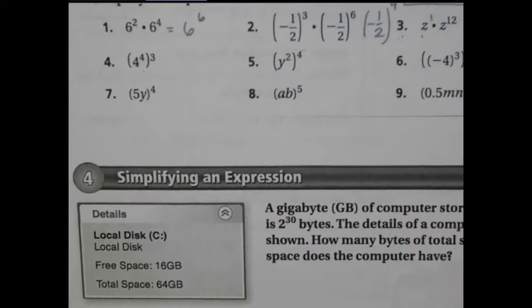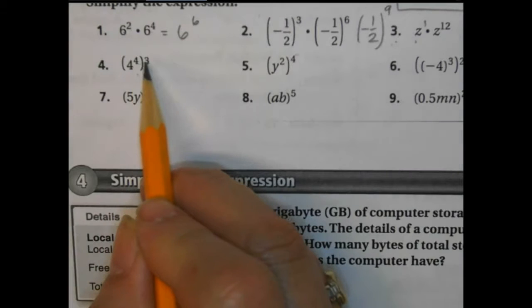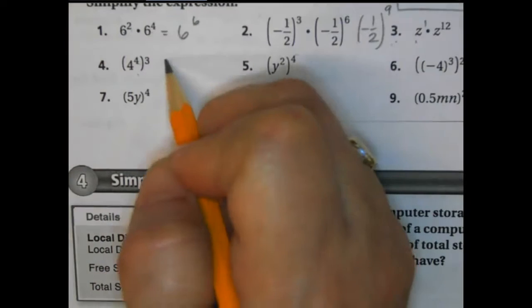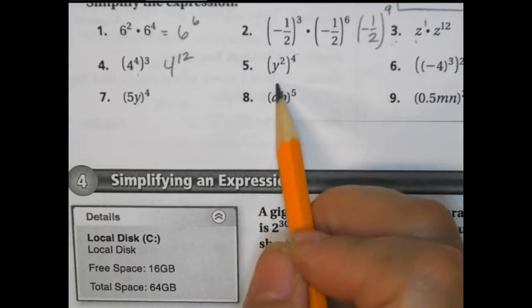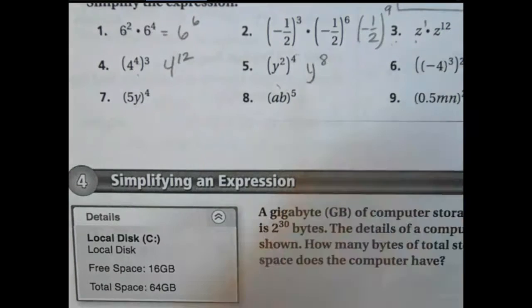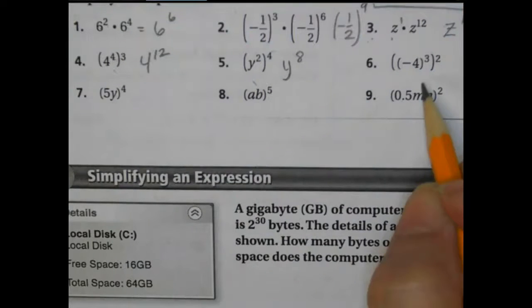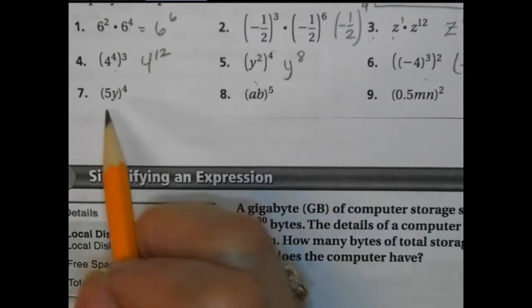How about number 4? What am I doing to my exponents? Now I'm going to multiply because now it's inside parentheses, outside parentheses. So this becomes 4 to the what power? What about number 5? So it's going to be y to the what? What about number 6? I'm multiplying. It's going to be negative 4 to the what? What about 7?